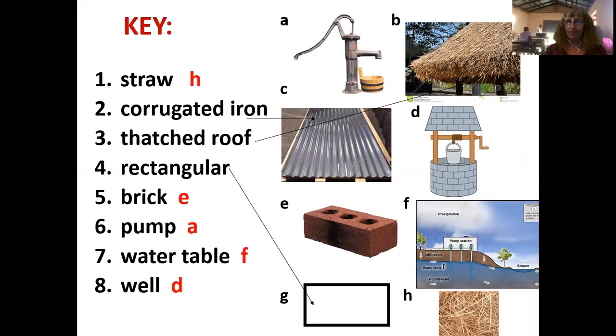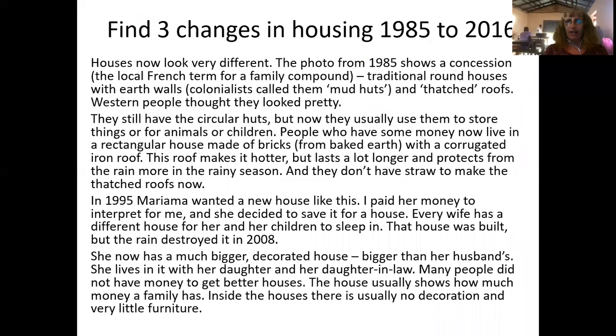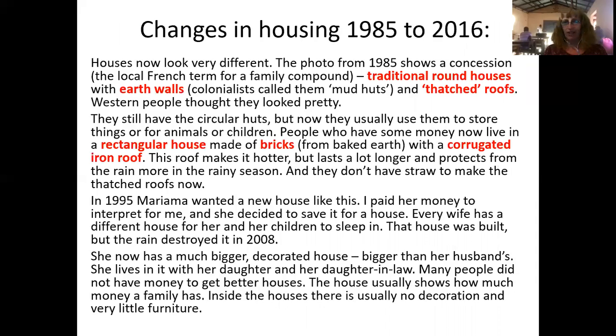Right, we need some reading now. So can you find 3 changes in housing in those 30 years from this reading text here? You can pause. Ready? Here are the changes. From round houses to rectangular, from earth walls or mud huts to bricks, and from thatched roofs to corrugated iron roofs. Those are 3 of the changes.